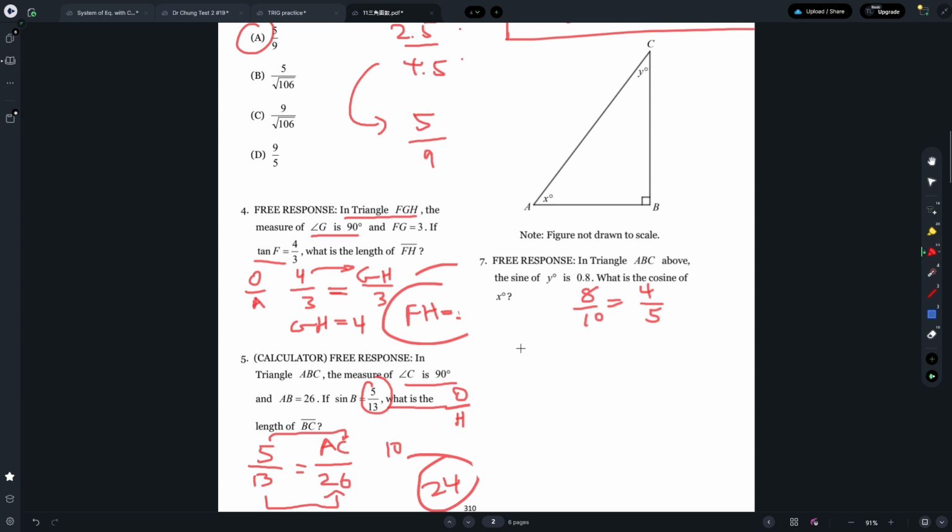So as I said in the previous problem, sine of theta is equal to the cosine of 90 minus theta. In this case, sine theta is y, and that's equal to cosine 90 minus theta, which is the other angle, which is x. So they are equal to each other. So the cosine of x would be 4 over 5.